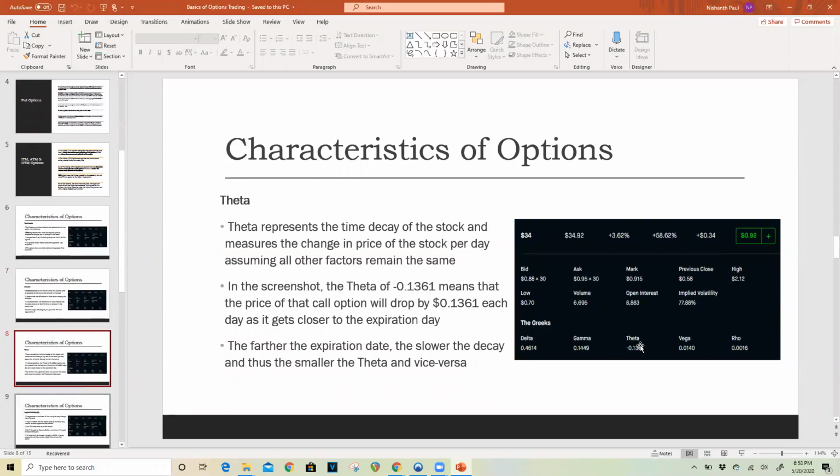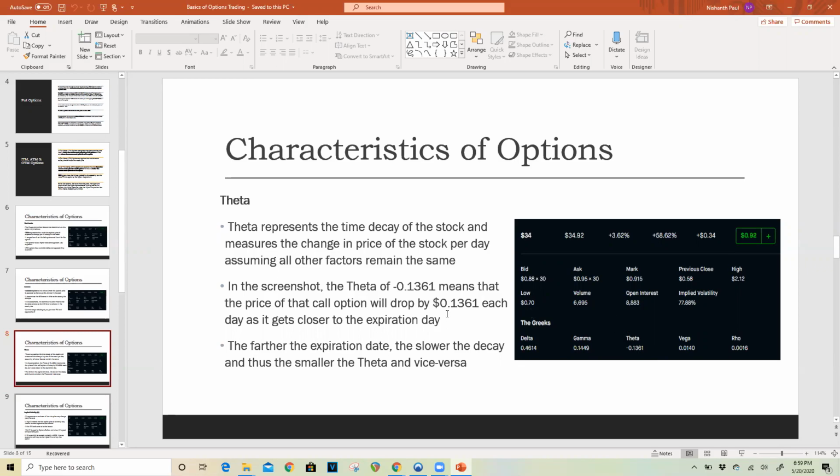Theta is your next Greek. Theta represents the time decay of the option, and it measures the change in price of the option per day, assuming all other factors remain the same. So let's say the stock price stayed at $34 between today and tomorrow. What that essentially means is that the price of the option would drop from 0.92 to 0.92 minus 0.1361. That's what theta would be the next day if the price of the option stayed the same.